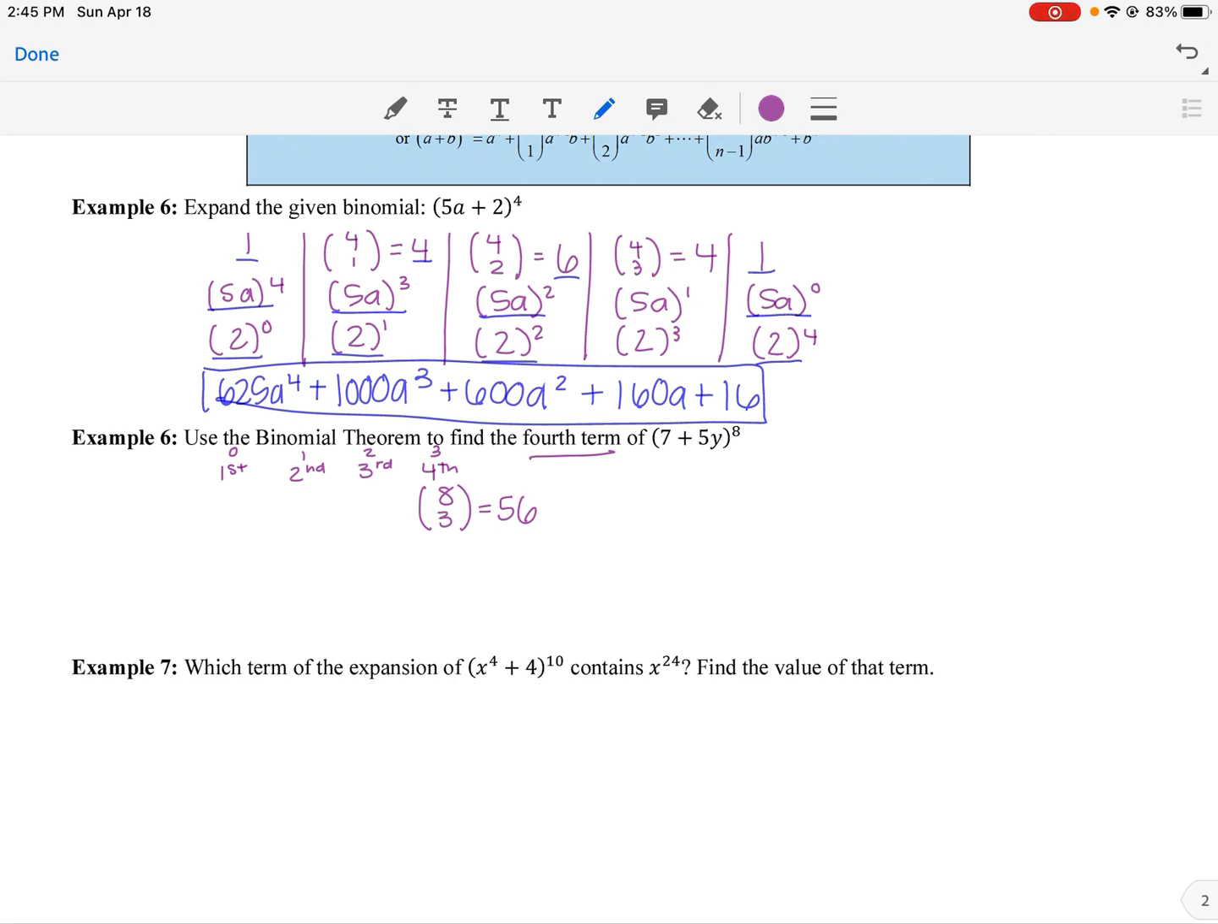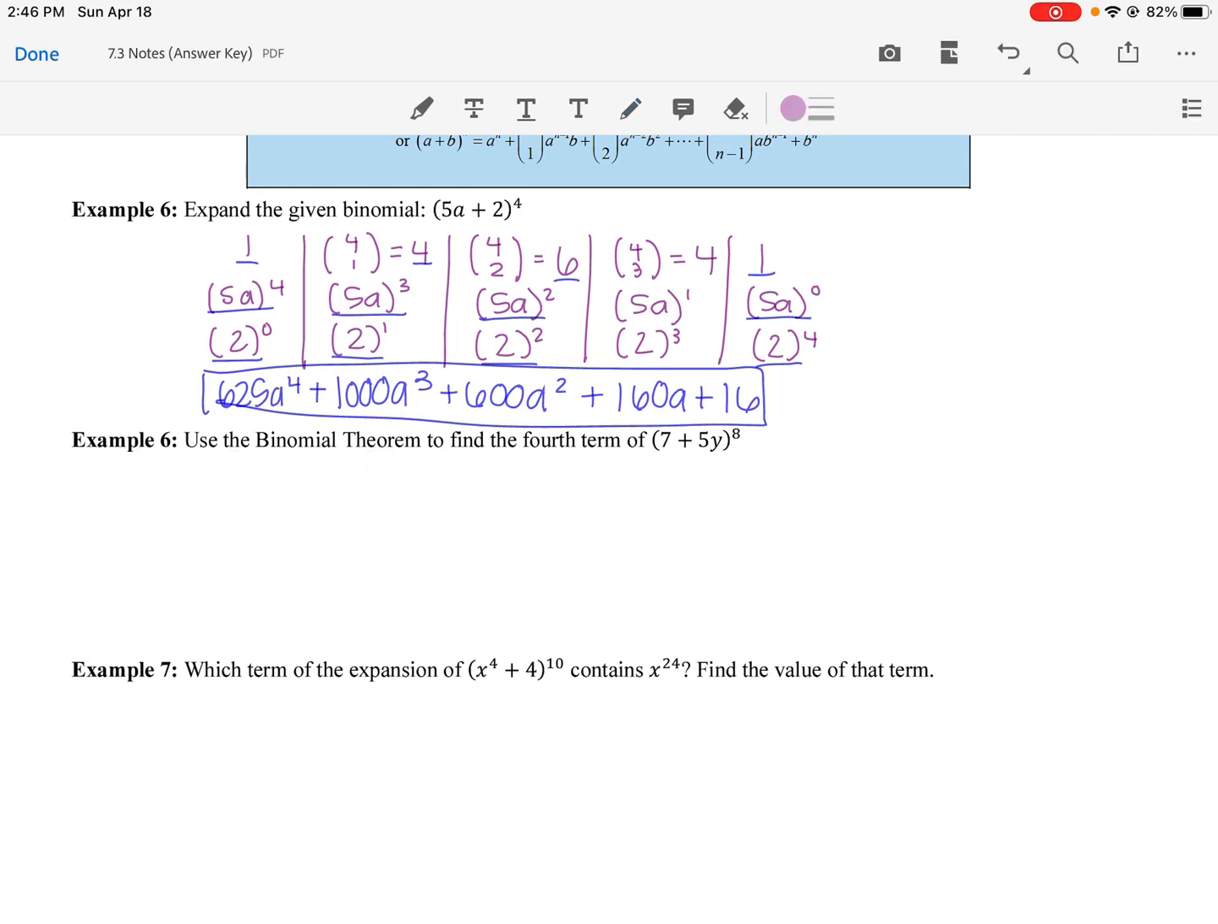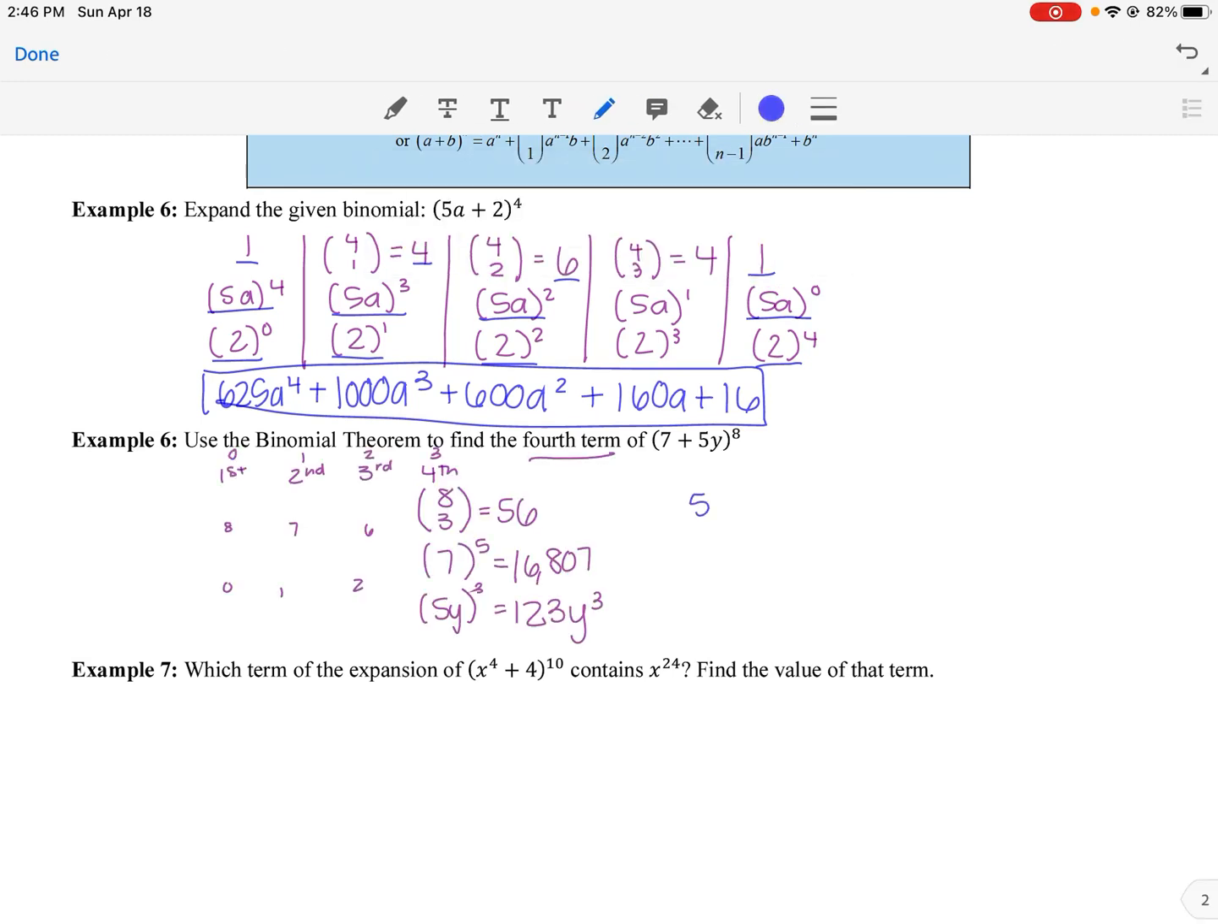Okay. So now I'm going to think about the 7. This would be to the 8th power, 7, 6, so this is to the 5th power. So we're going to do 7 to the 5th, and I get 16,807. And then we're going to do 5y, and this is 0, 1, 2, 3, so it should match what we have up there, 8 choose 3. So 5 to the 3rd is 125, so 125y cubed.